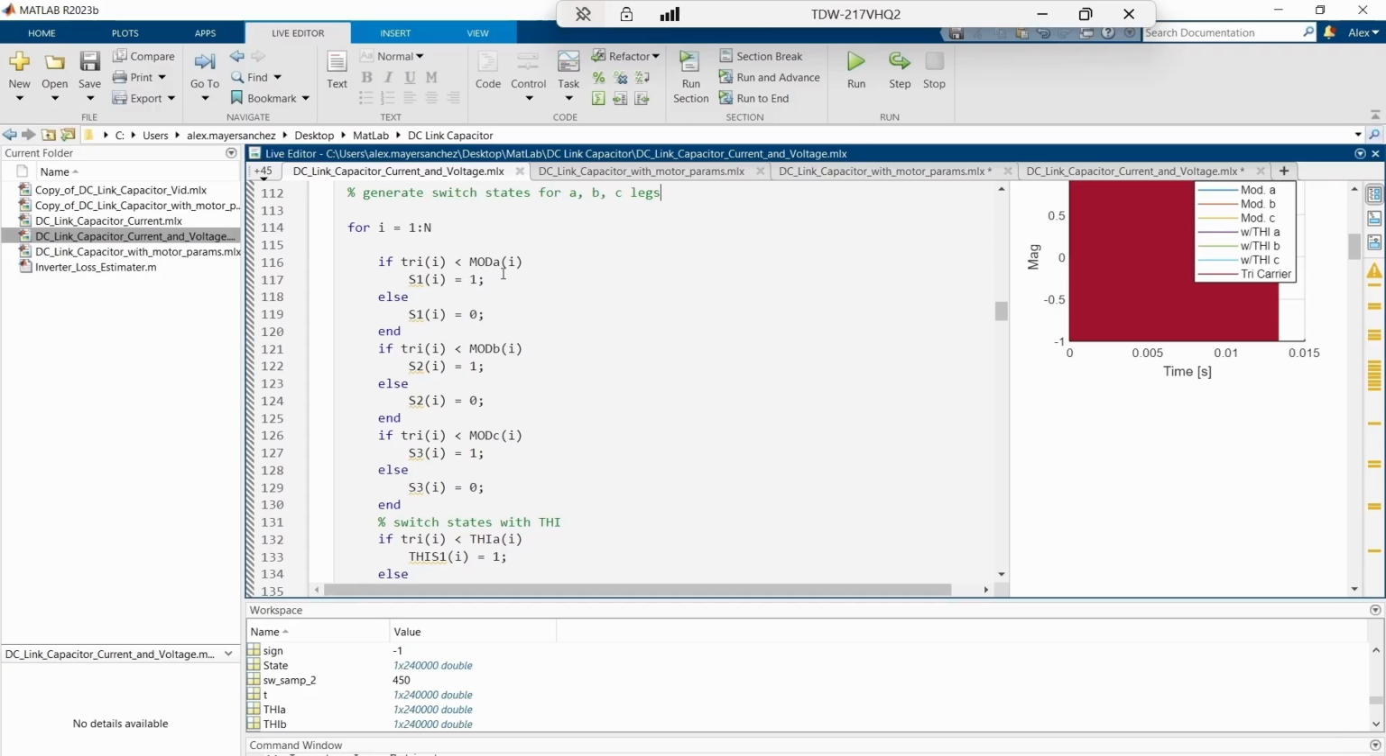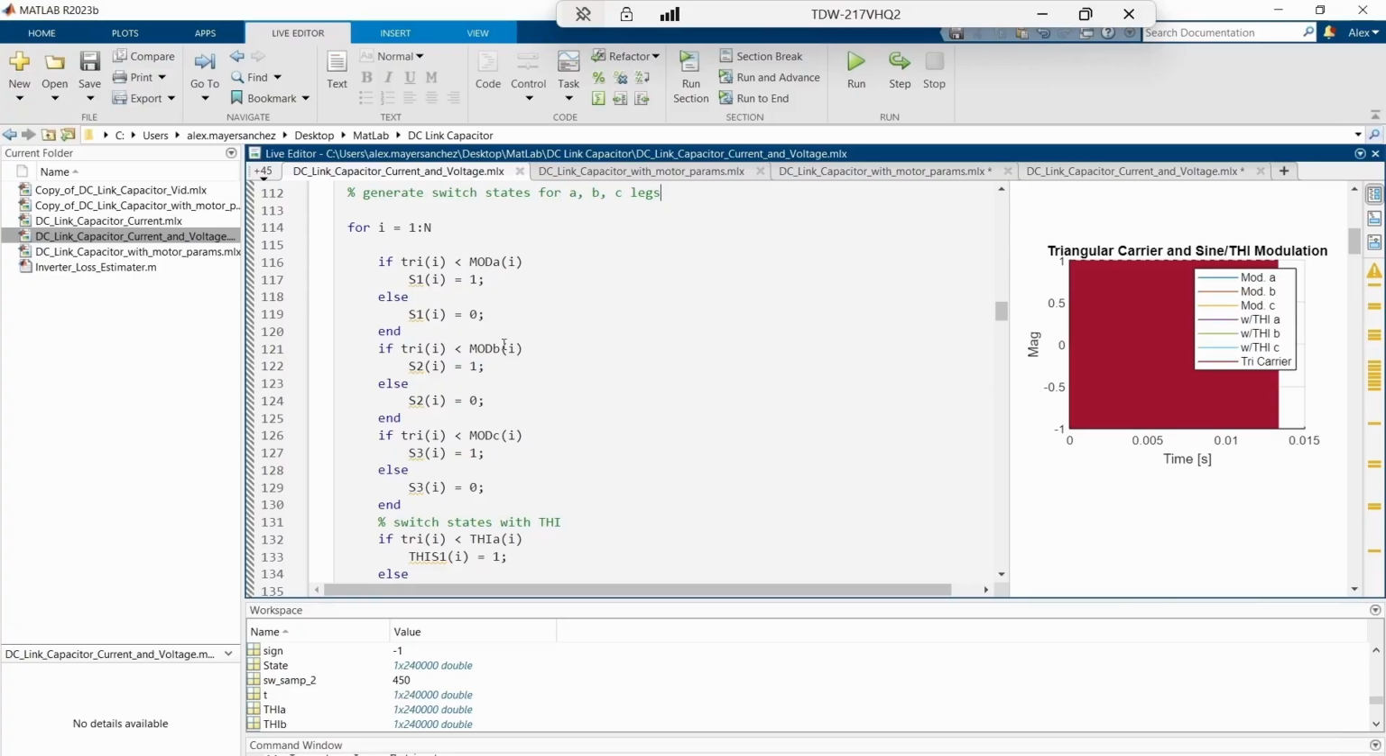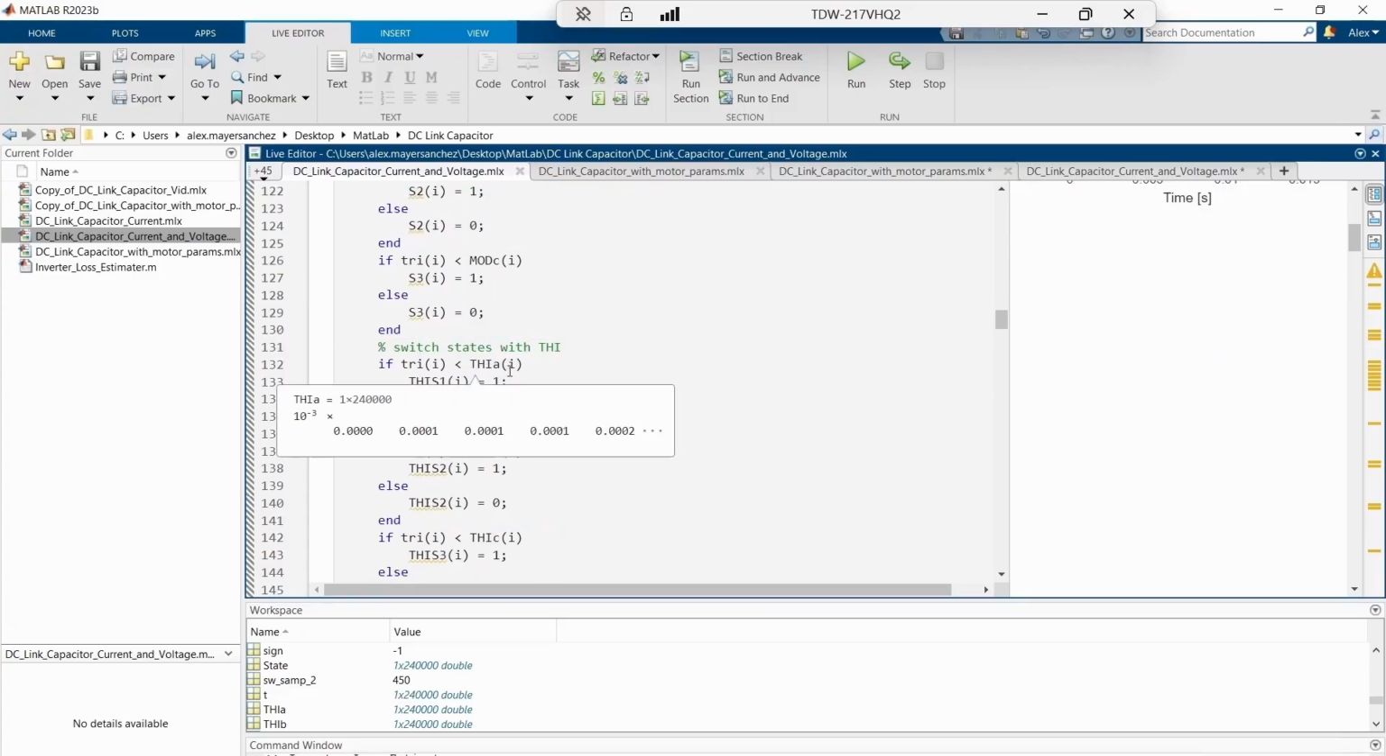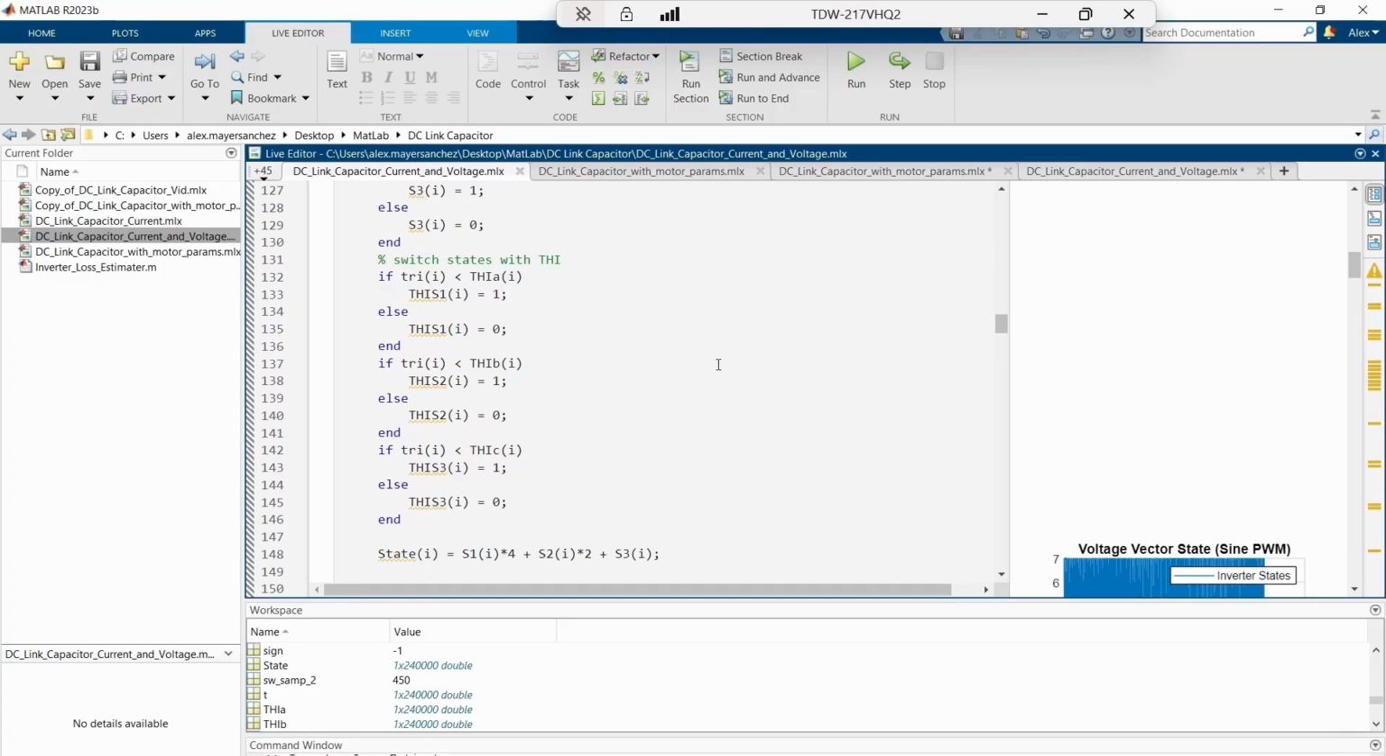So for sine modulation, we have this plot that we saw earlier, and then we have the third harmonic injection modulation, and it's the same case where whenever the triangle wave is less than the modulating waveform, we're turning on the high side switch of the phase.